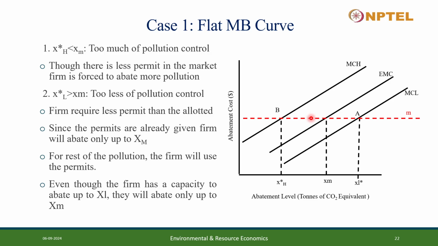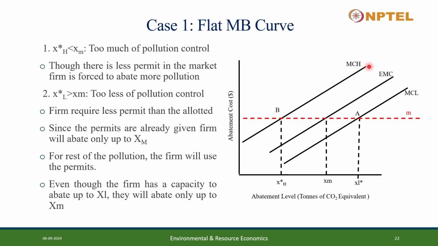Let's say there are two cases, and EMC is my expected marginal cost, which the regulator or the policymaker assumed. When the expected marginal cost and marginal benefit intersect, that value will be my M, and I get the XM level of pollution abatement. Now let's say MCH.